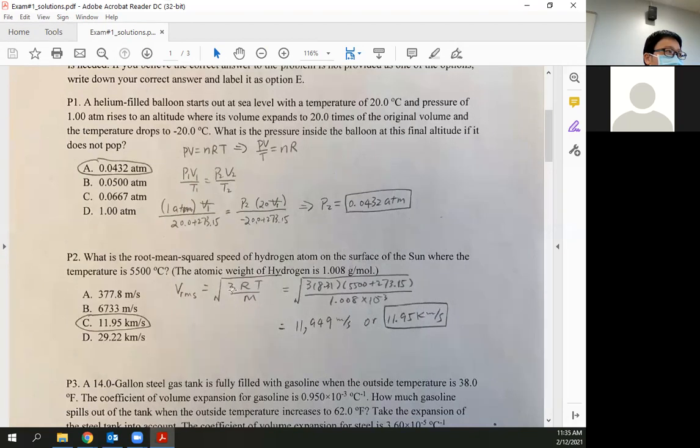The second one is root mean square speed. So you will be using this equation that's given. I think one common mistake is the molar mass or molar weight here is given as 1.008. So some of you guys didn't convert it into kilograms. Okay, so this one you would convert into kilograms.